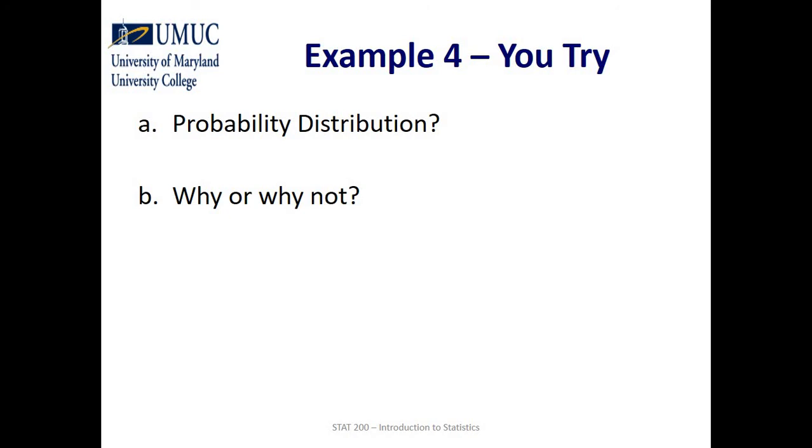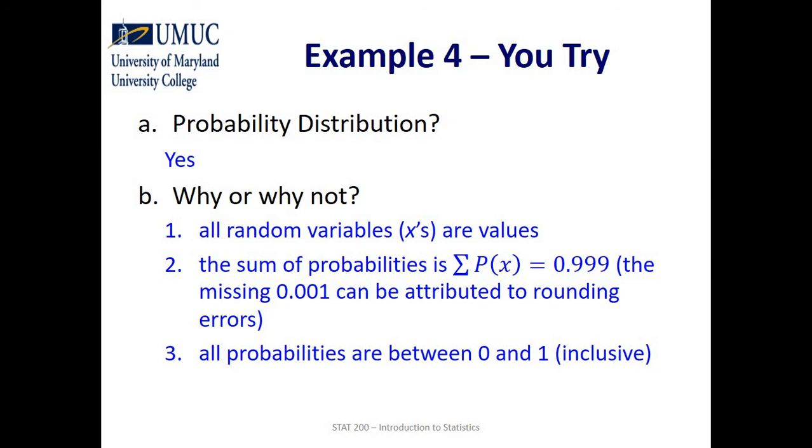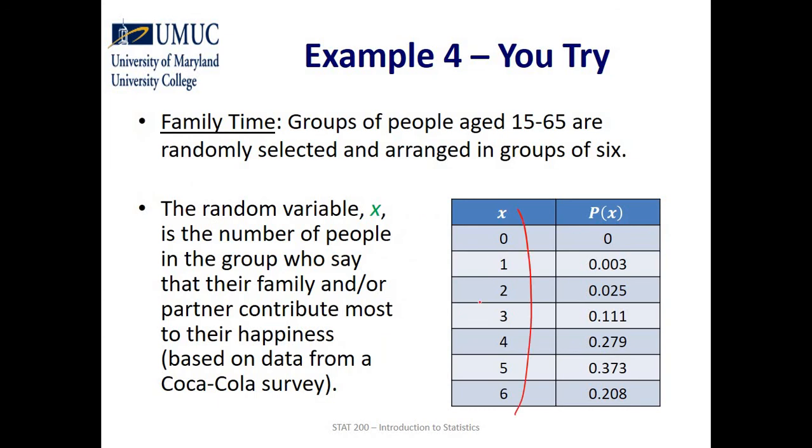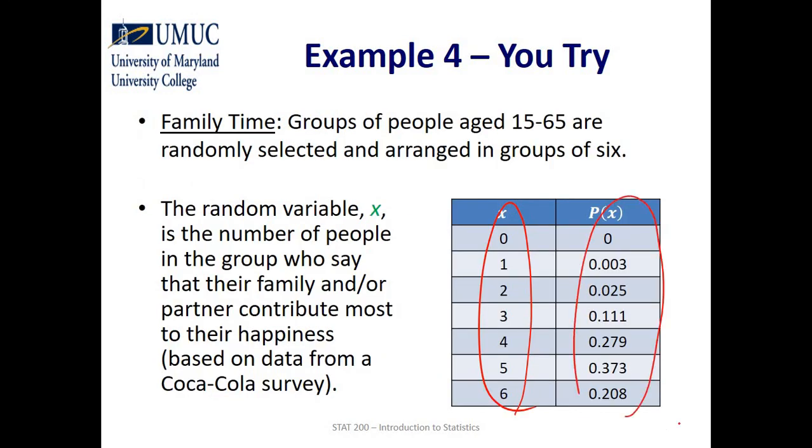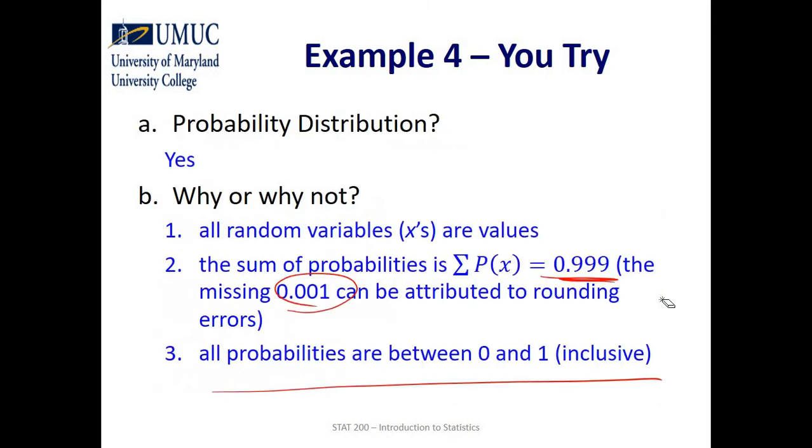Okay, I'm going to show you the answer, so if you haven't paused the lecture, or if you're not finished, you need to pause the lecture. But here we go. Yes, this is a probability distribution. Why? All of our random variables are values. So here, all of our x's are values. We don't have an a or a b or something like that. The sum of the probabilities is 0.999. Okay, that missing 0.001 is probably attributed to rounding error. And all of our probabilities are between 0 and 1, inclusive of those values. So over here, we have all our values between 0 and 1. So this is a probability distribution.